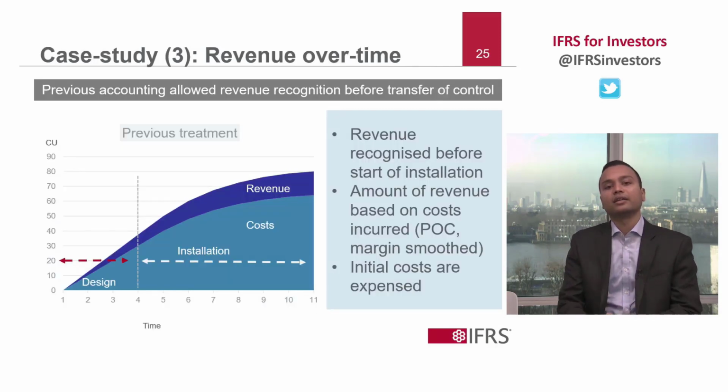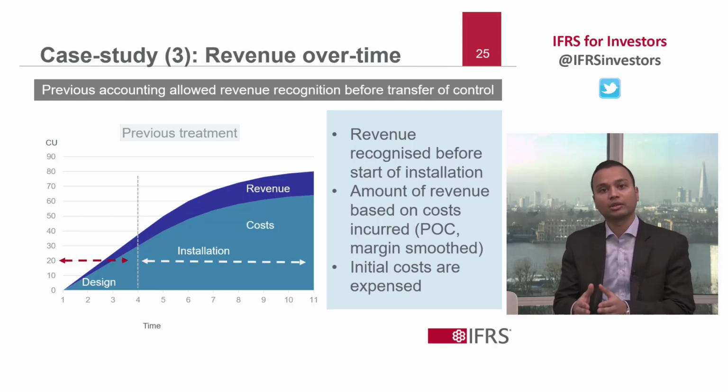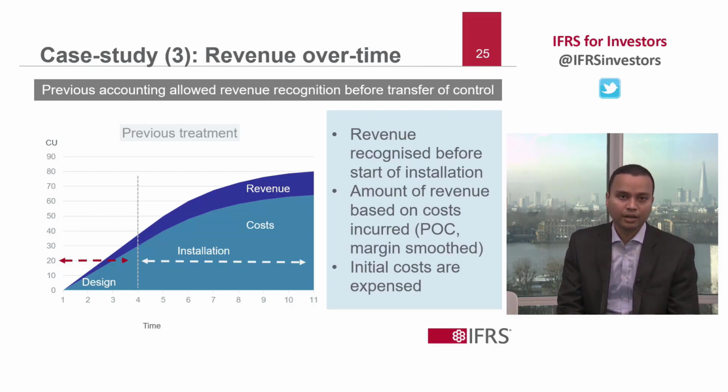This case study examines a company that executes a contract to design and install elevator transit systems. The contract with the customer includes an initial design phase that does not result in any transfer of control of goods and services to the customer, followed by an installation on the customer premises. Let's examine how this contract is treated under the previous requirements.